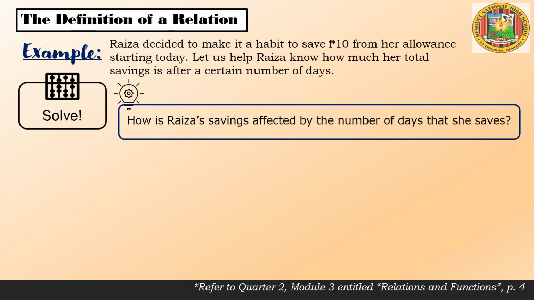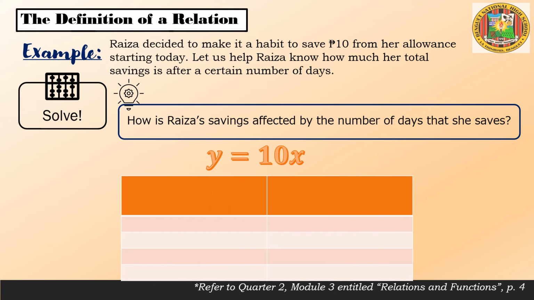Using the equation, let's complete the table. Remember that we write the values of the independent variable in the first column, while the values of the dependent variable will be written in the second column. Using the equation as a guide, we fill in the table.